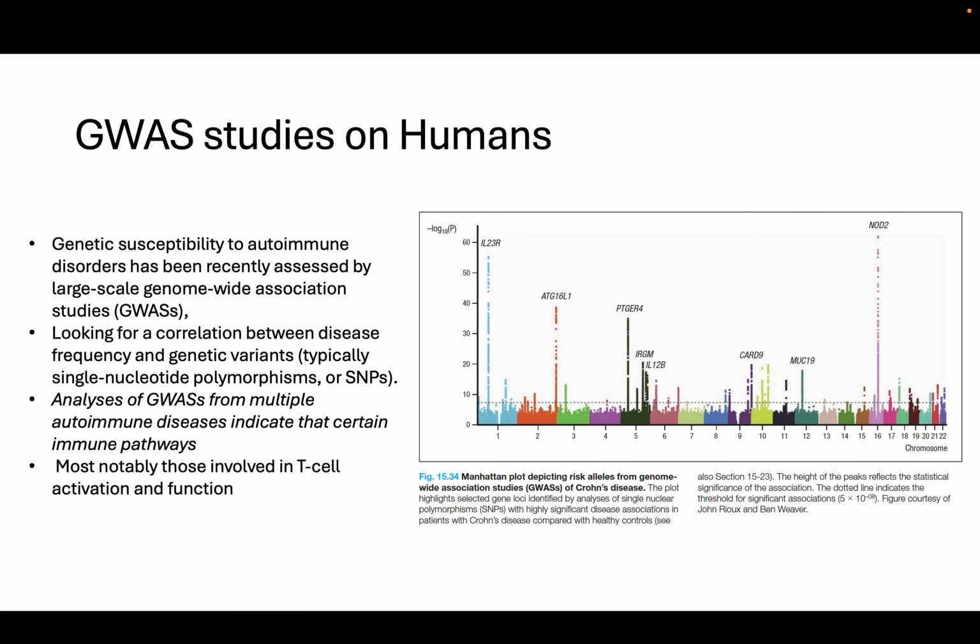So in the GWAS studies, what a GWAS study is, it's basically what we call a GWAS. It's a large-scale genome-wide association study. So what you're doing is you're taking literally multiple genomes of many human beings, and sometimes even population scale, and you're looking to correlate the frequency of a disease with genetic variants. These genetic variants are typically single nucleotide polymorphisms, SNPs, we call them, which is technically you're changing an amino acid.